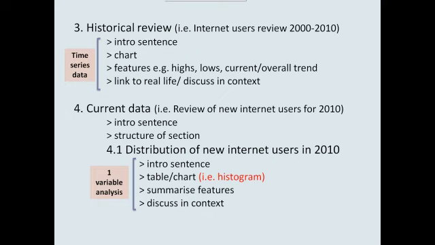Following the historical section, we can then think about whether the Internet is still expanding in terms of new users, and if so, by how much. And so this leads us to our review of new Internet users for 2010. And this will be done at a global scale. This will be quite a large component of the report, as you will need to firstly consider the distribution of new users in isolation, which is one variable analysis.